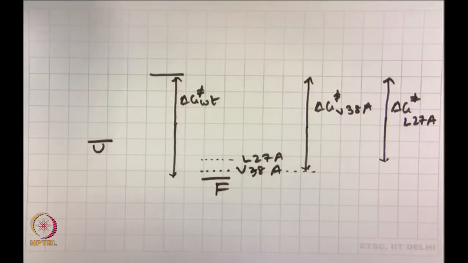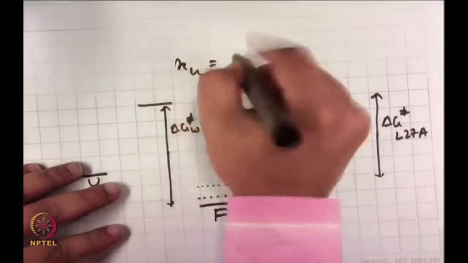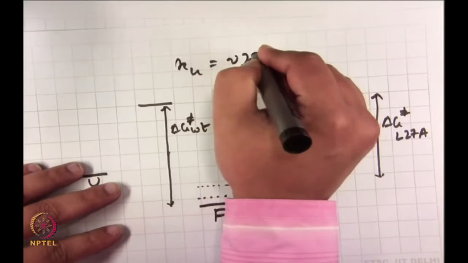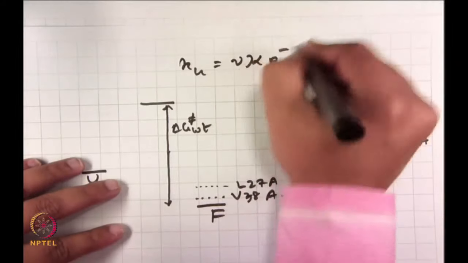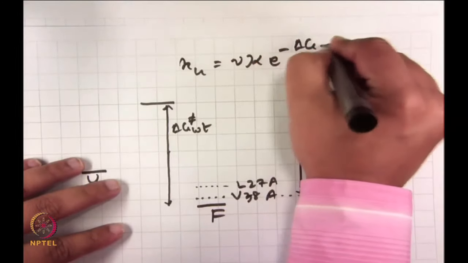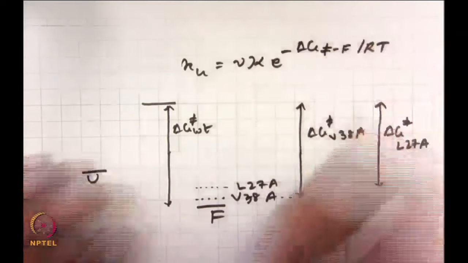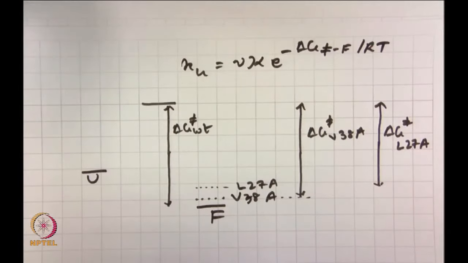Okay. What is Ku in terms of your transition state theory? Ku is equal to, remember, nu times kappa, that transmission coefficient, e to the minus delta G double dagger by RT, because you are looking at unfolding, right. Okay. Now, you tell me, if you are destabilizing the protein, that means you are destabilizing the native state with respect to the unfolded state. Will it be easier for you to unfold or less easy for you to unfold?